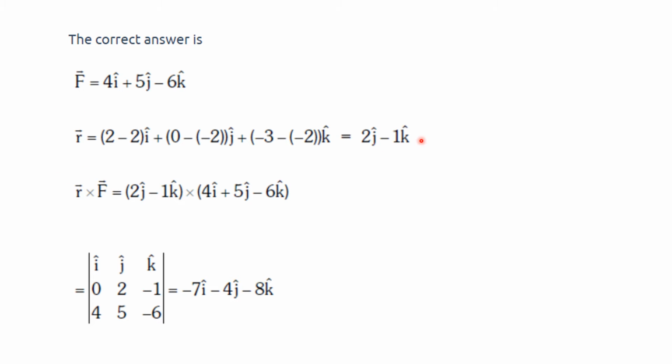find the r vector, right? Because we know the moment of a force is r vector cross f vector, right? That is the moment of the force. So for the same, r vector is the difference between the corresponding coordinates, that is 2 minus 2 i cap plus 0 minus minus 2 j cap plus minus 3 minus 2 k cap. Give the answer 2 j cap minus 5 k cap.